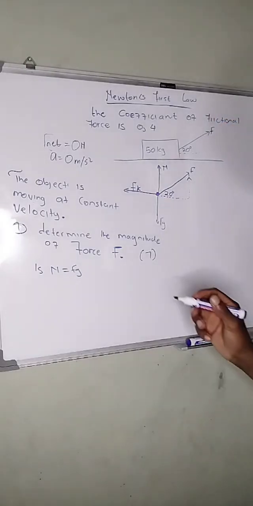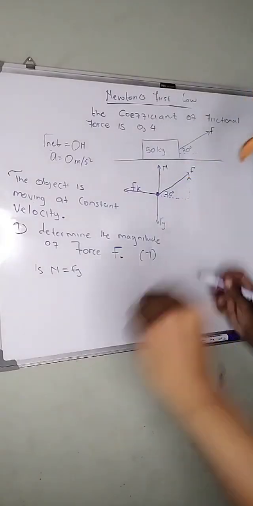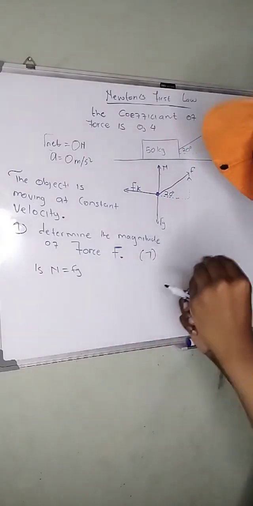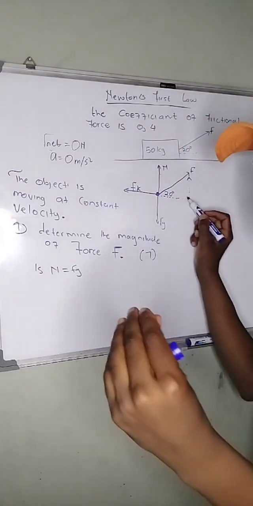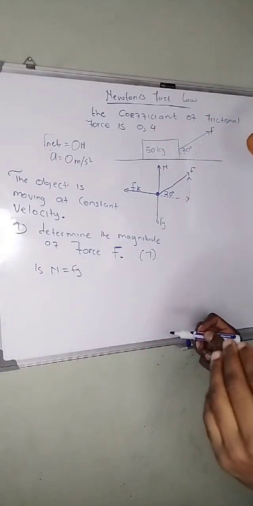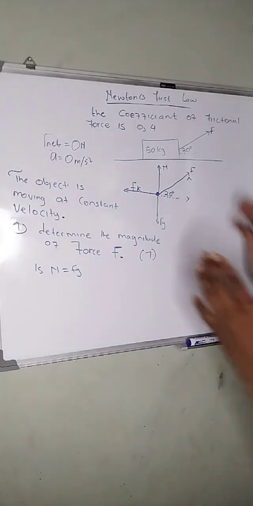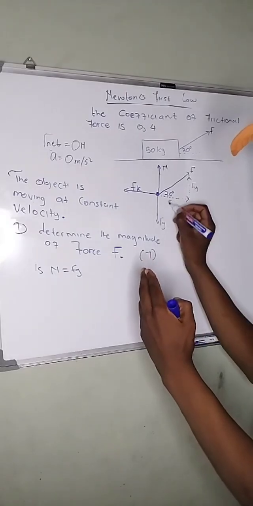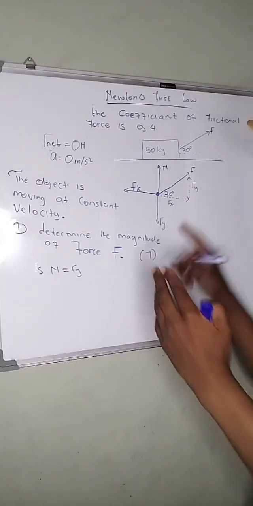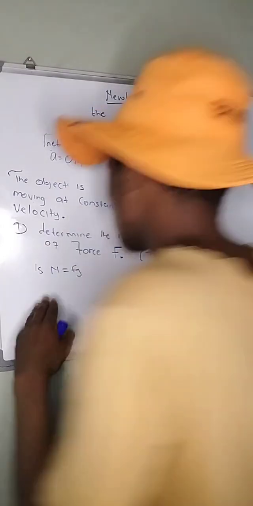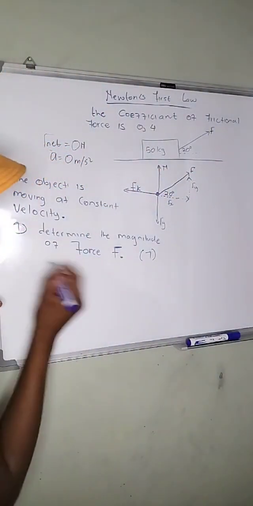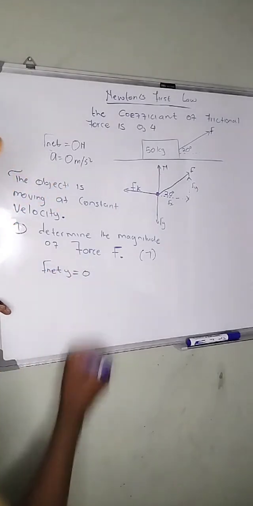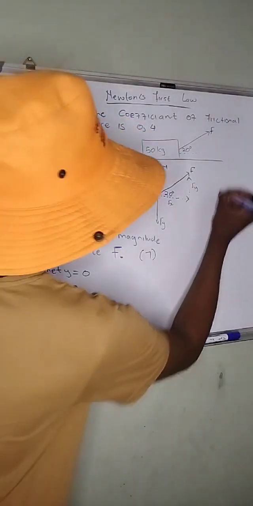And what's going to be the direction of the Fx? Let's talk about Fx. It's going to be in which direction? To the right, right? Now, let's check. This is Fx, this is Fy, being in different directions. So let's take the sum of the F net along y to be equal to 0, right?